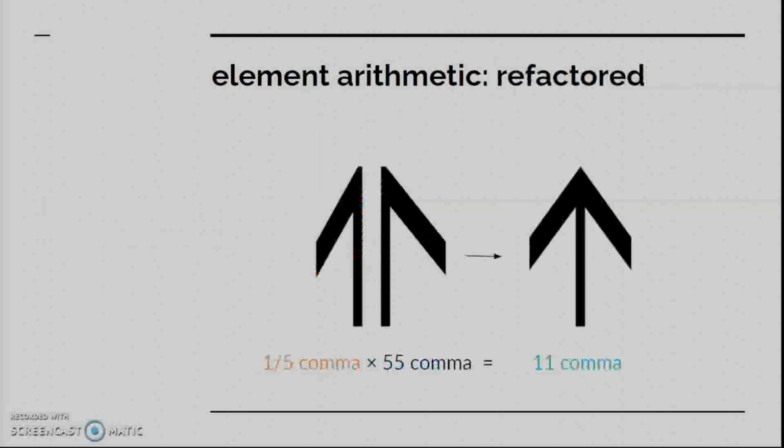Perhaps this is easier to grasp if we refactor this equation a bit, so it looks more like the simpler one we encountered first, where visually, all you'd have to do is squish the two symbols on the left together, and you'd get the one on the right. So we might read this picture as the 1 over 5 comma combined with the 55 comma gives you the 11 comma. So the left barb up symbol may be called the 1 over 5 comma because its 5 is in the denominator.